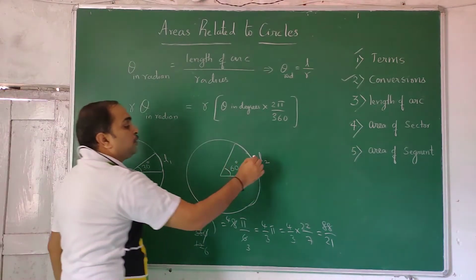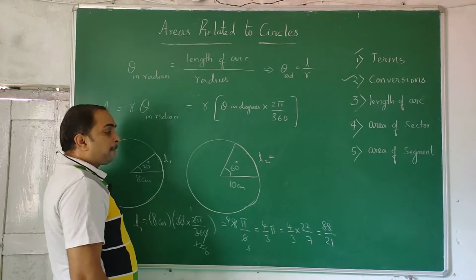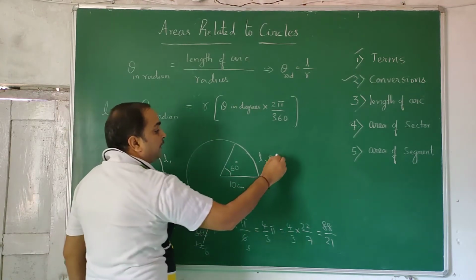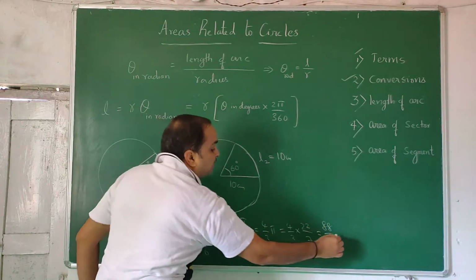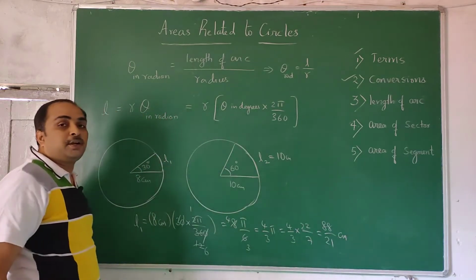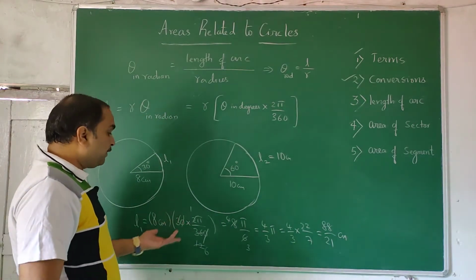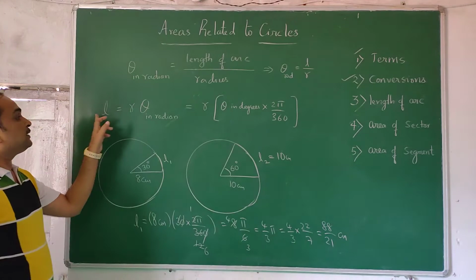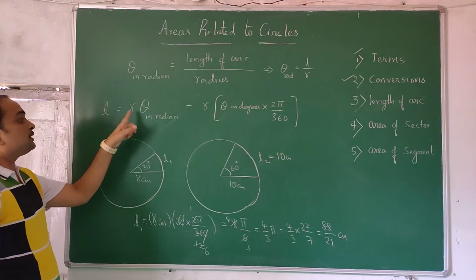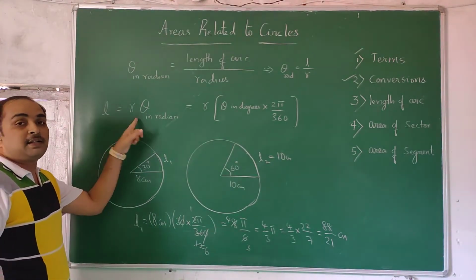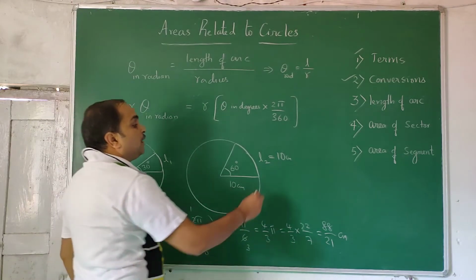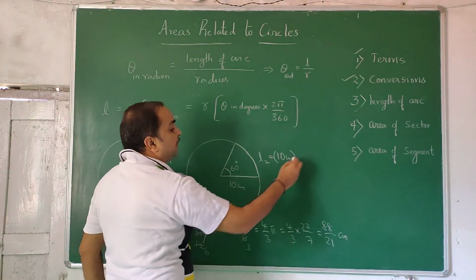Similarly, I want length L2. L2 is what? Angle and radius. Radius is 10 centimeters. Here the final answer comes in centimeters because you have not converted the unit. Actually, you have to convert it, but even if you don't convert it, these two should be in the same unit. This cannot be in inches and this cannot be in meters. Radius and length should be in the same units. 10 centimeters into angle 60 degrees.